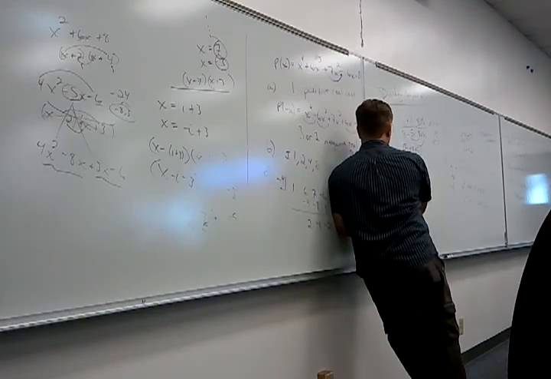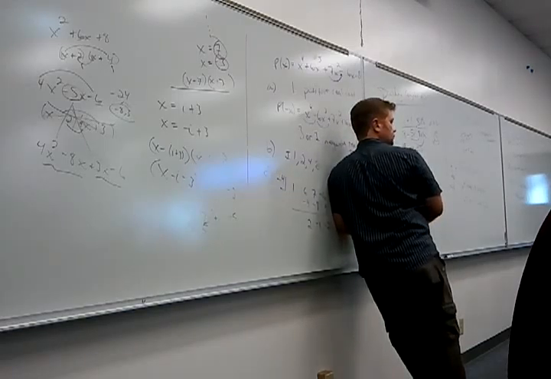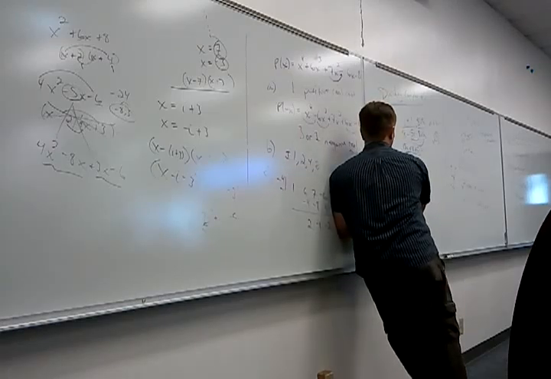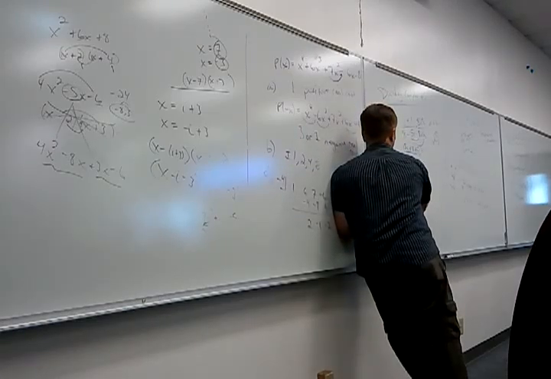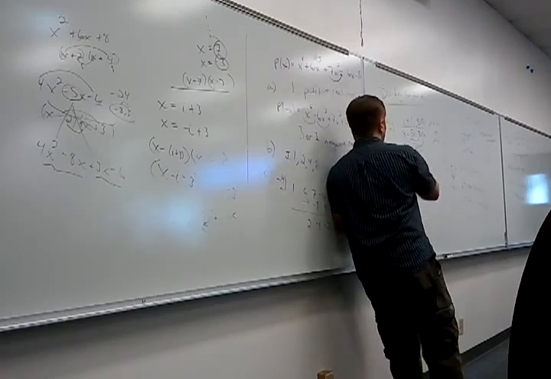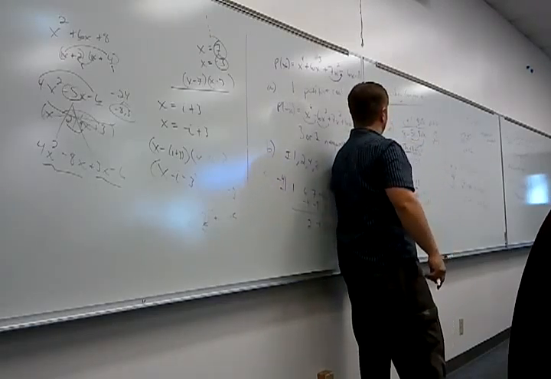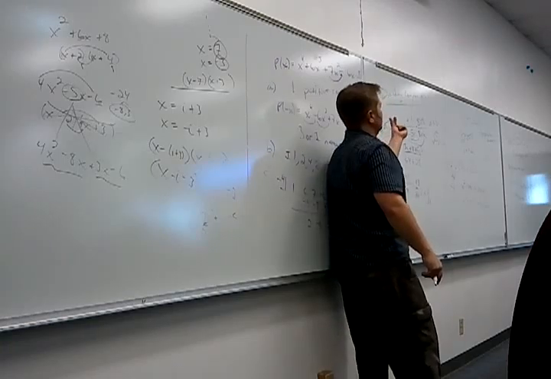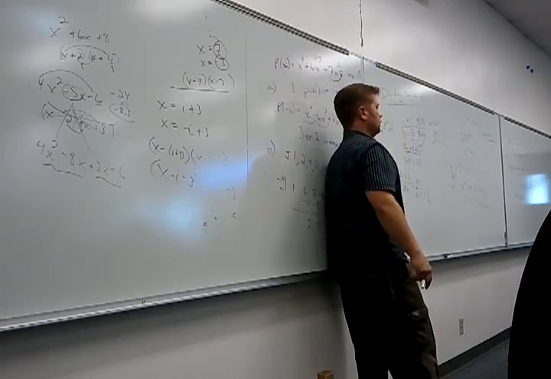What's i to the fourth? 1. Good. Because that's i squared times i squared. Negative 1 times negative 1 is 1. And then i to the fifth, that repeats. i to the fifth would be i, i to the sixth would be negative 1, and so forth, it repeats.